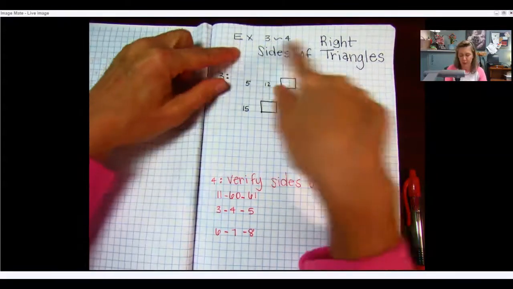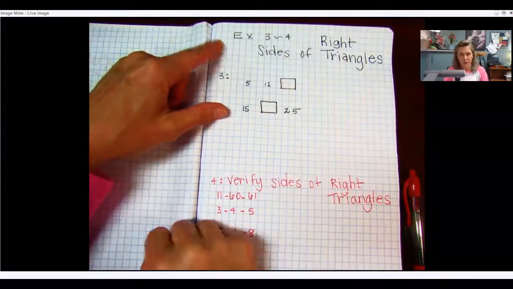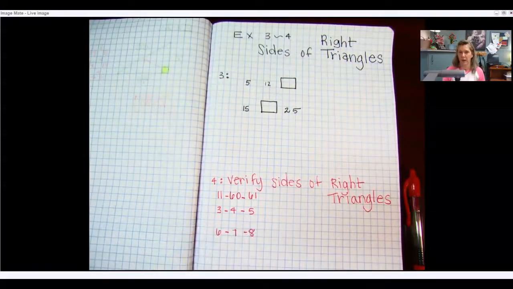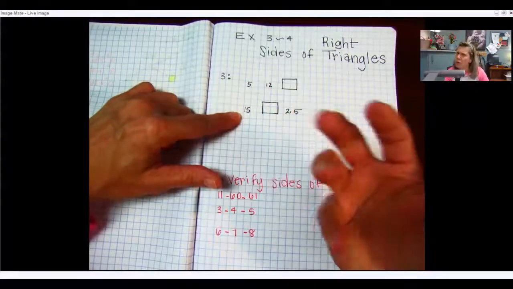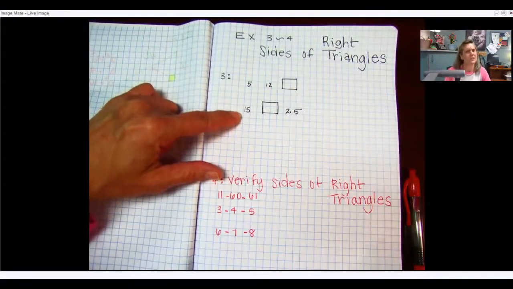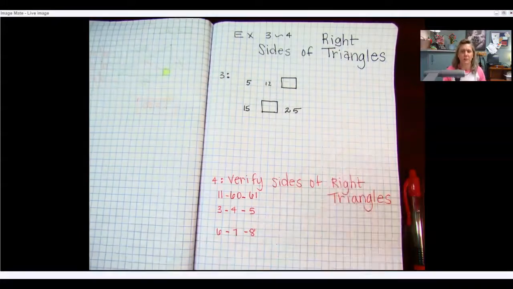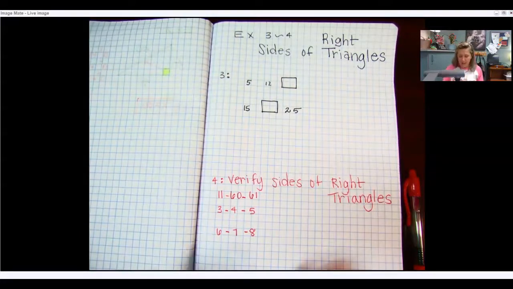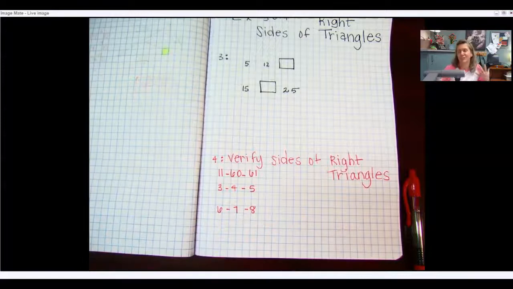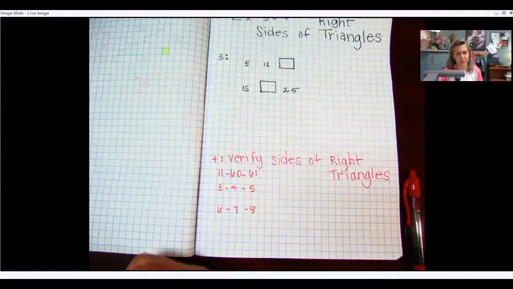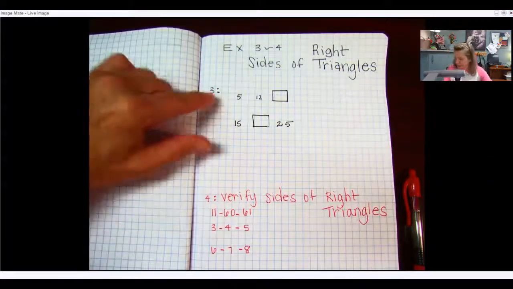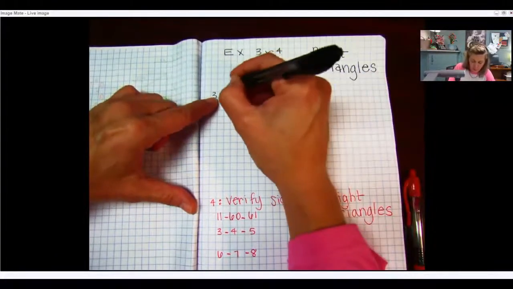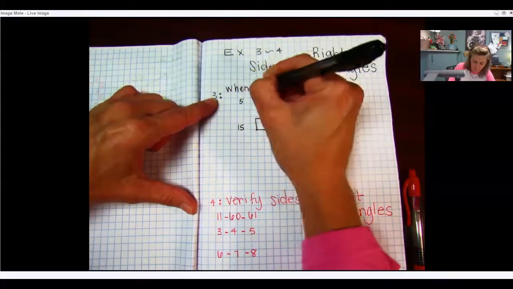Okay, so examples 3 through 4, right sides of a triangle. There's two things that are going on right here. First of all, we have some missing pieces where we know it forms a right triangle, but we just don't know what the missing piece is. That's the first part of this topic. The last part of the topic is that there's 3 sides given. We just have to figure out which one of them are a right triangle. So let's go ahead and talk about this first scenario. The first scenario, when a side is missing.